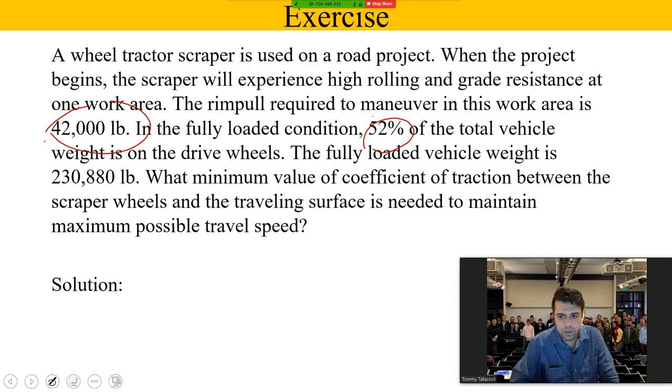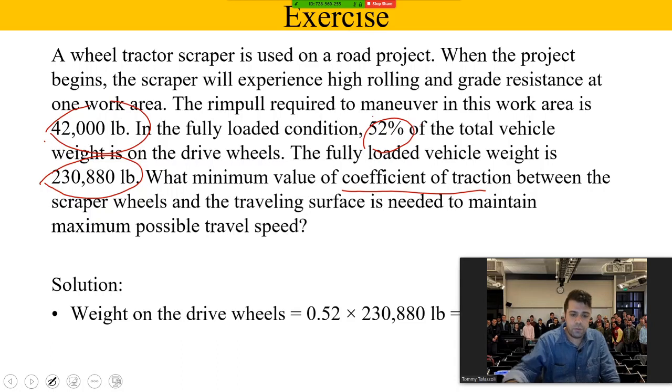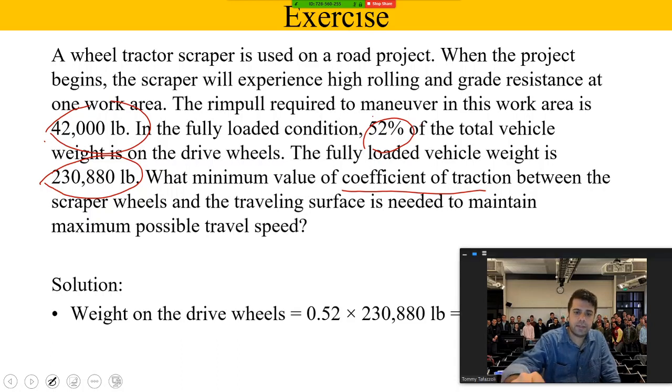The fully loaded vehicle weight is this much. So weight is given, RIMPL is given, and also, in the fully loaded condition, 52% of the total vehicle weight is on the drive wheel. What minimum value of coefficient of traction? So this 52% is not the coefficient of traction, because that is what is asked by the problem. So the weight is okay.